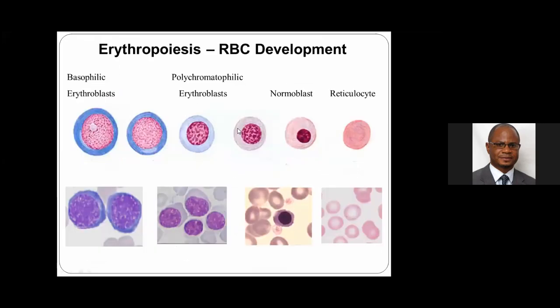Okay. So here we have it in proper pictures. You could see them well. Basophilic erythroblast is looking beautiful here, isn't it? And then under the microscope, you see the right one there. Polychromatophilic erythroblast, you see them there. Normoblast, and then reticulocyte. And this is reticulocyte, right? This is the normoblast, okay? And that is erythroblast from blood film.